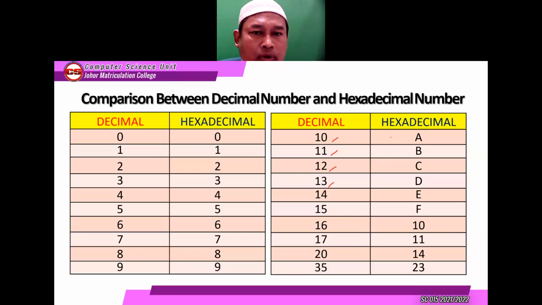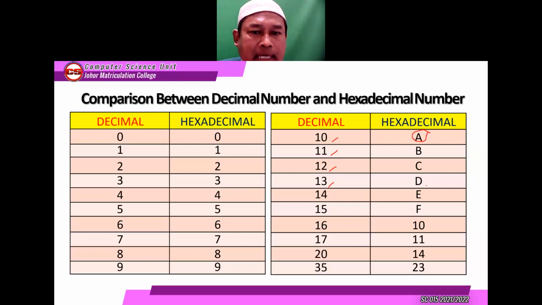So 10 in hexadecimal is 16. It's not the same as decimal numbers. Decimal 10 is 10. The value of 10 in decimal is 10. But 10 in hexadecimal, the value is 16. So it must be remembered, after 9 in hexadecimal is A. After 9 is A in hexadecimal.